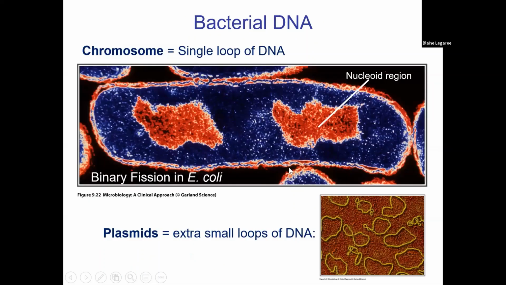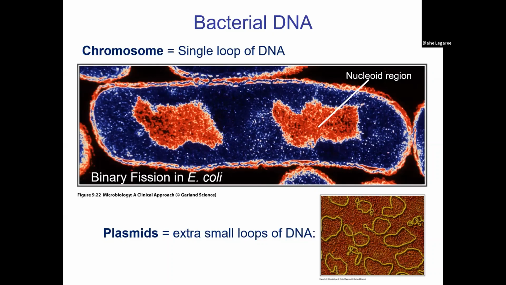So let's talk about the DNA. We don't have a nucleus. There's no membrane-bound nucleus here. But what we do have is a chromosome. In fact, in the diagram on the top, you can see there's two chromosomes because this particular organism is in the middle of dividing. So it's already replicated its chromosome.